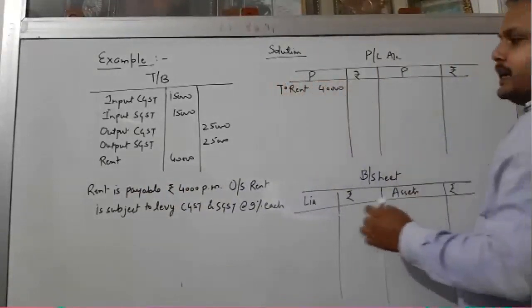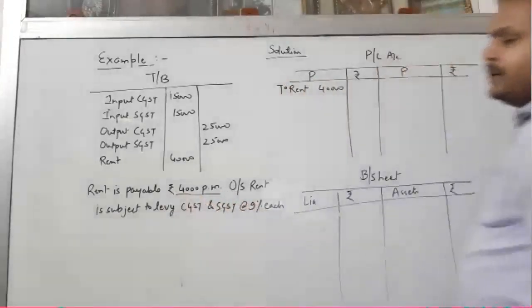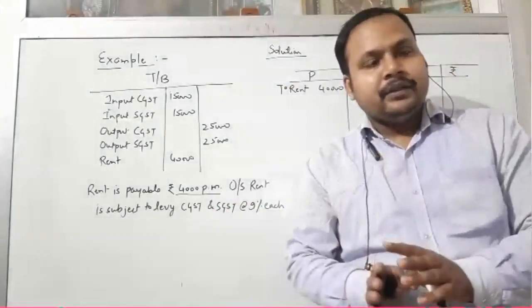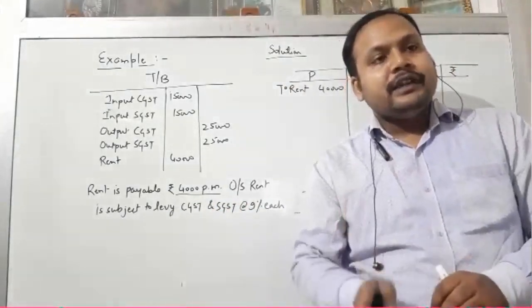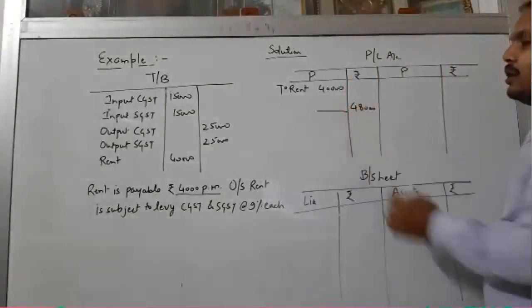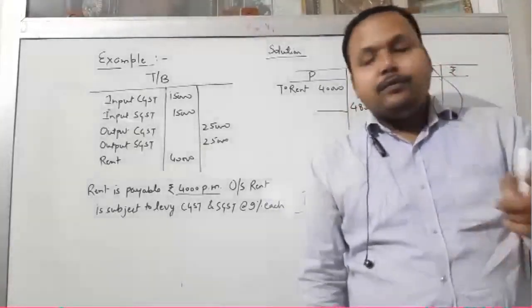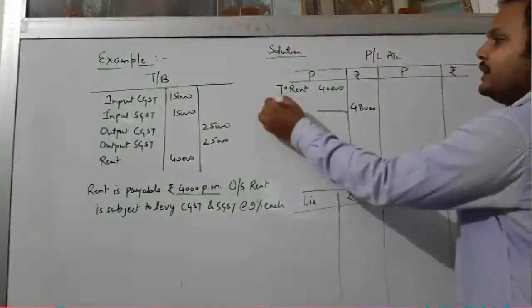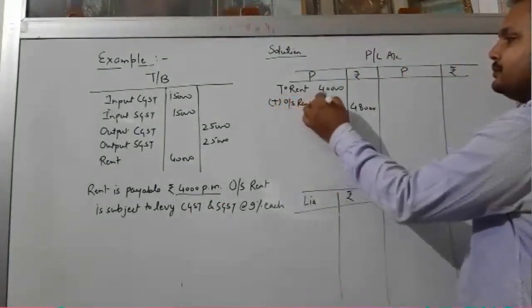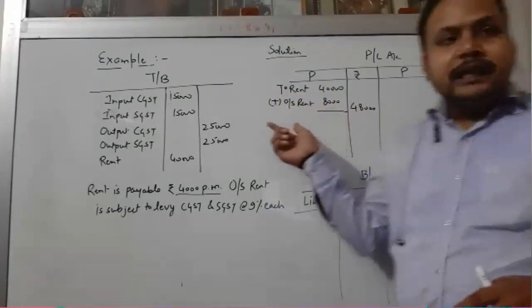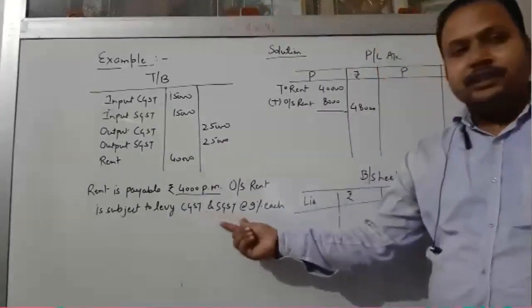Okay, and according to the information rent is payable at the rate of 4,000 per month. रेंट हमें कितना देना है? 4,000 रुपए महीना. तो 12 महीने का हमें कितना पे करना है? 48,000. Is that clear? How? 4,000 multiplied by 12, that is 48,000. It means outstanding rent will be 8,000. Is that clear? So outstanding rent आपका कितना होगा? 8,000. But you know very well outstanding rent पे क्या चार्ज होने वाला है? CGST and SGST.